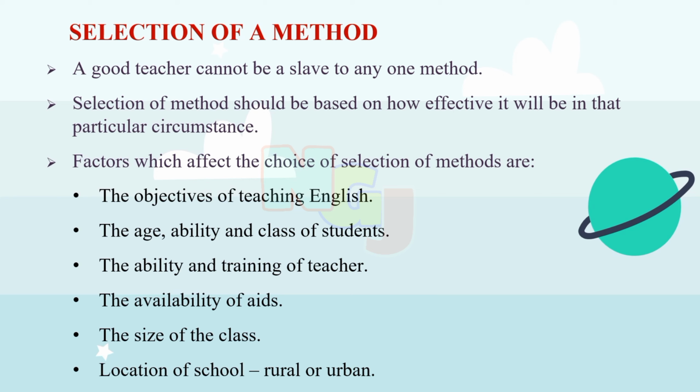Factors which affect the selection of method are the objectives of teaching English. So the teacher should consider all these factors when selecting the method of teaching English: objectives of teaching English, the age, ability and class of students, availability of aids, ability and training of the teacher, the size of the class, location of the school, whether the school is located in an urban or rural area. So based upon these factors, the method should be selected appropriately to teach English language.